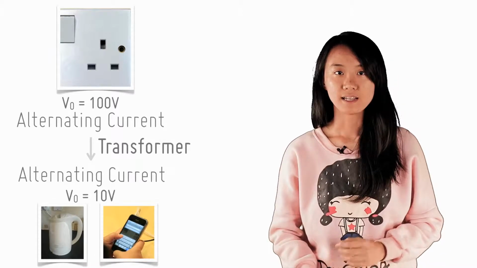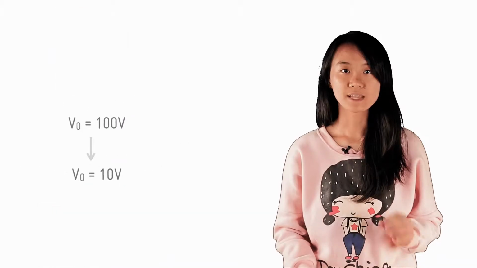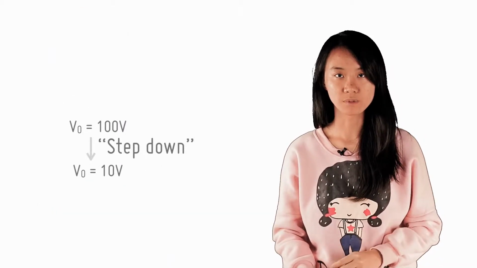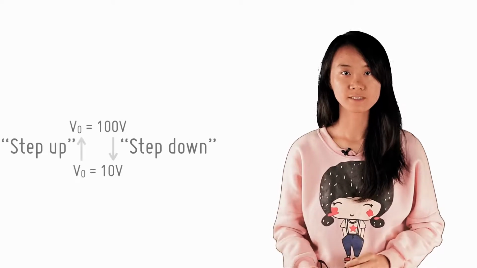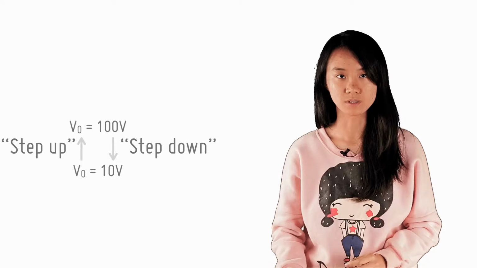Before we begin, let us broadly split transformers into two main categories. Step-down transformers convert a higher voltage source to a lower voltage output, while step-up transformers do the opposite and convert a lower voltage source to a higher voltage output.